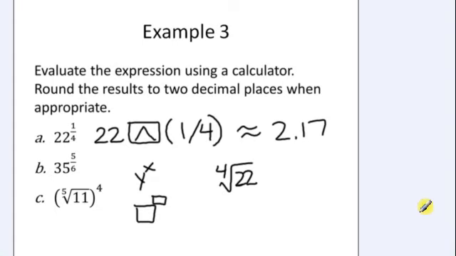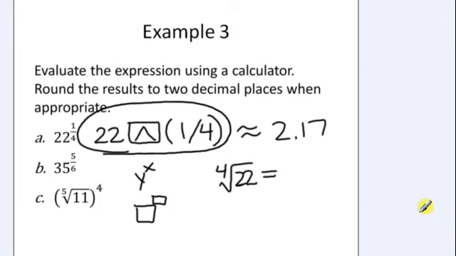Now, it's not quite as easy to put on our calculator as a 4th root, so I would still probably use the exponent button and do it as 22 to the 1/4 power. But we could use the x root button, which you can find on your calculator sometimes near the square root button, or if you're using a graphing calculator, under the math button.